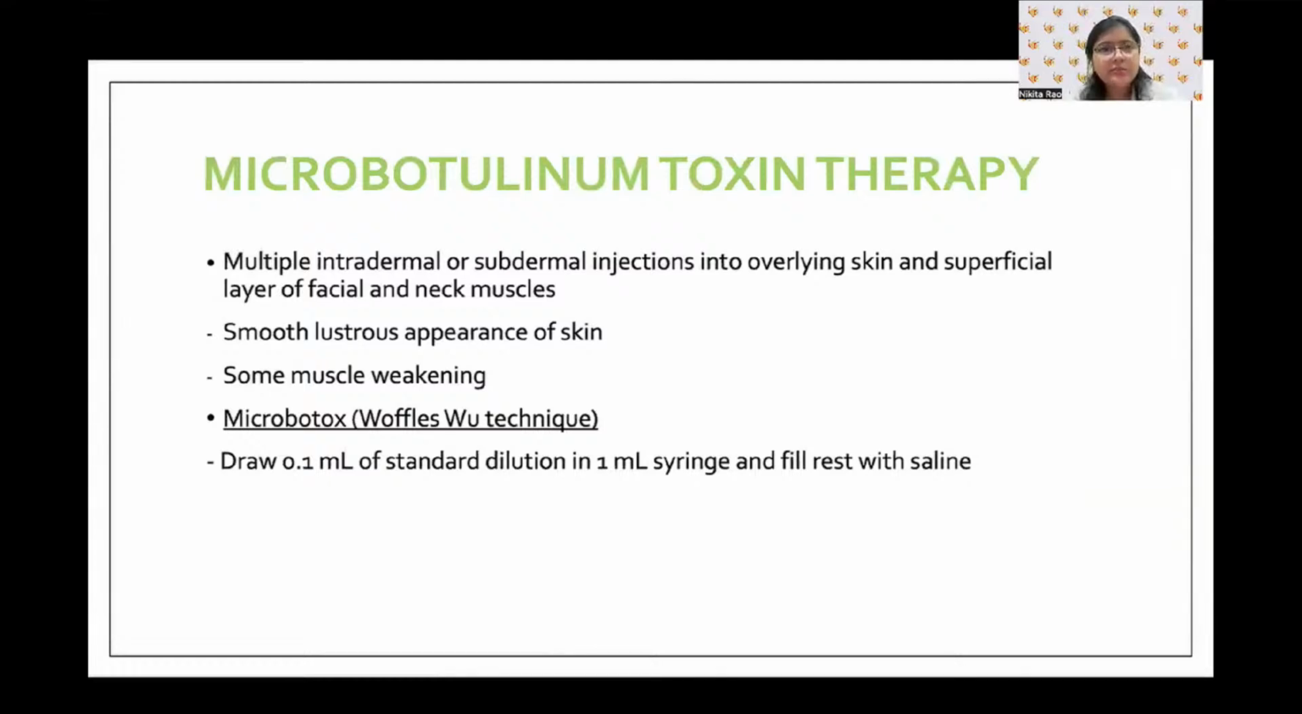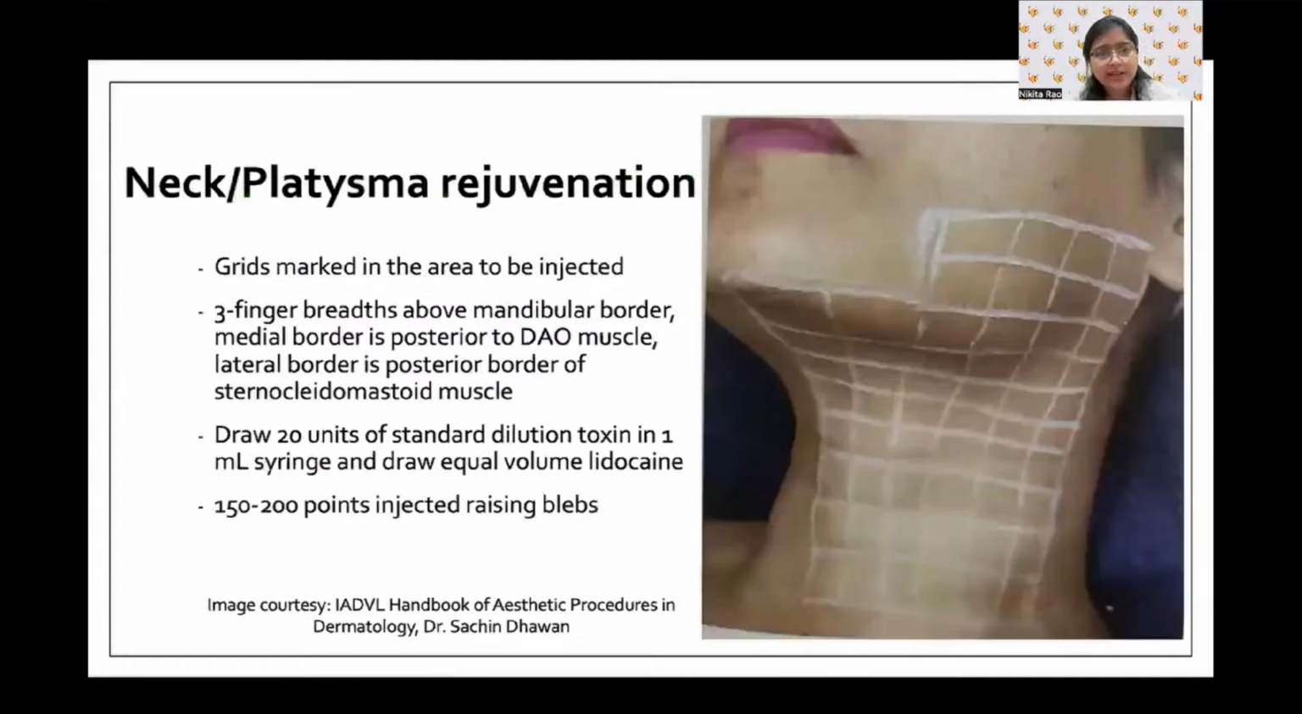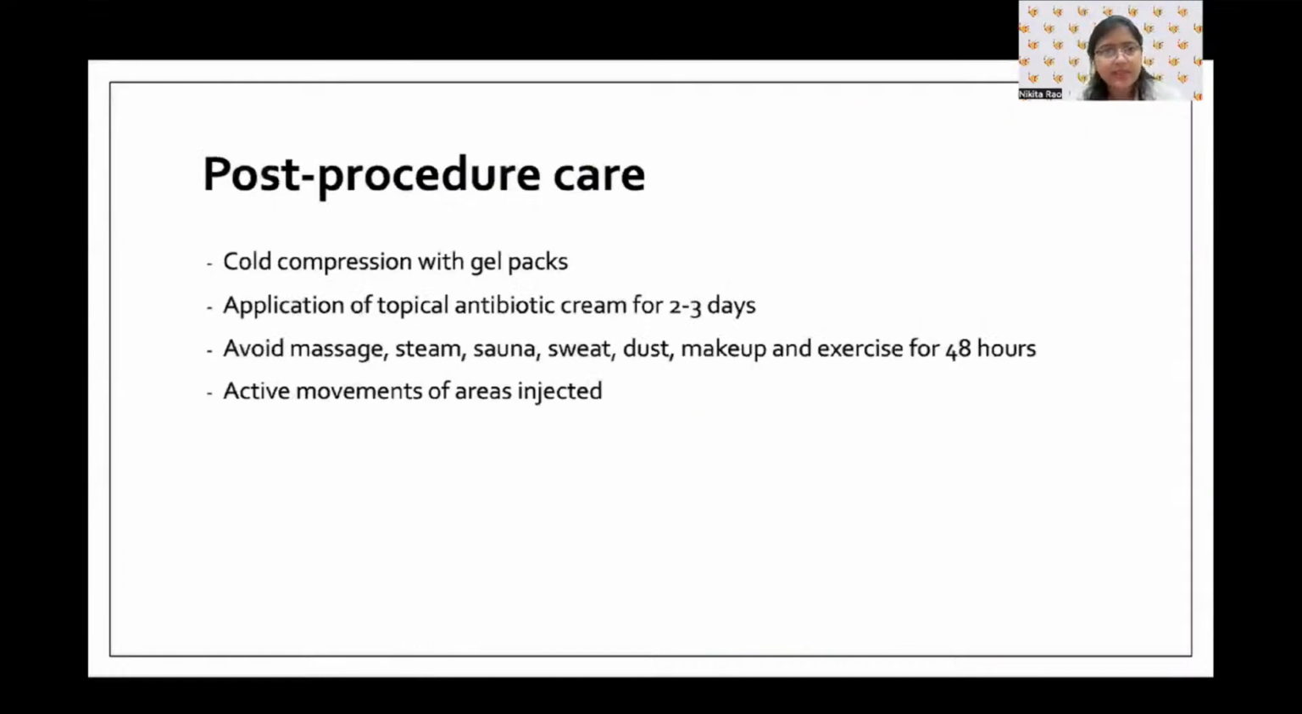Now, let's take a look at the microbotox therapy for the neck region. For the neck or the platysmal rejuvenation, grids are marked in the area to be injected. The area is 3 finger breadths above the mandibular border. The medial border is just posterior to the depressor anguli oris muscle, and the lateral border is the posterior border of the sternocleidomastoid muscle. 20 units of the standard dilution toxin is taken in a 1 ml syringe, and an equal volume of lidocaine is taken, and 150 to 200 points are injected, raising blebs.